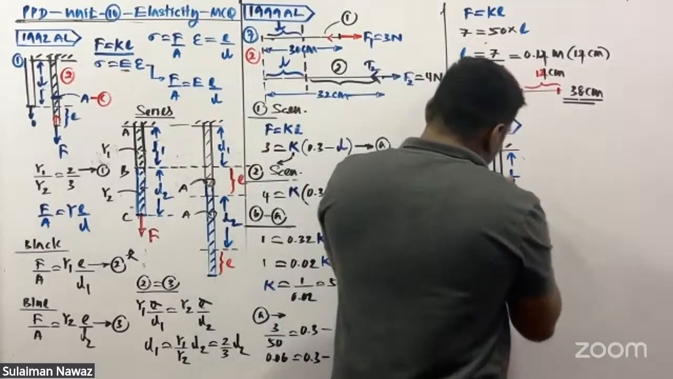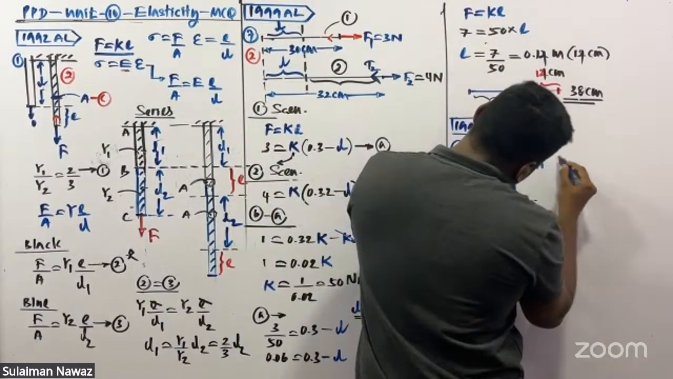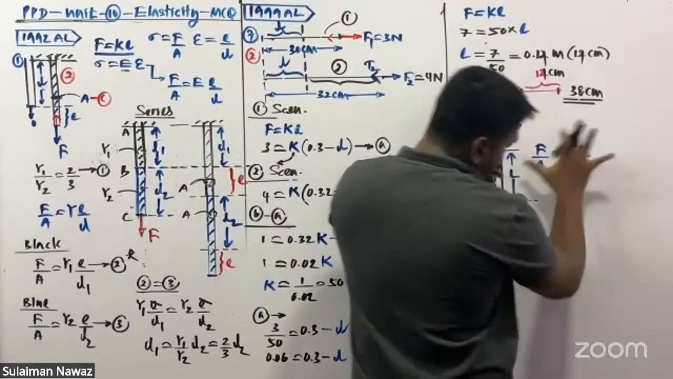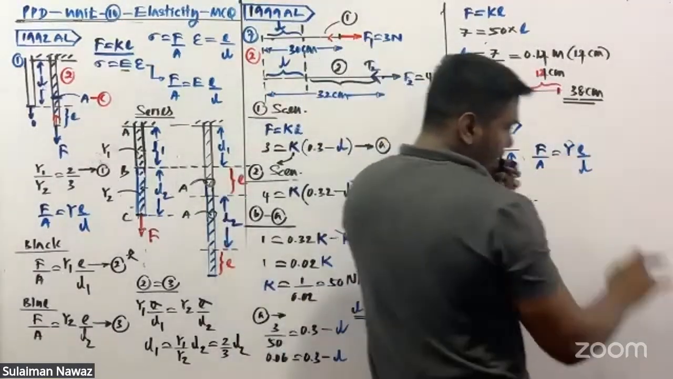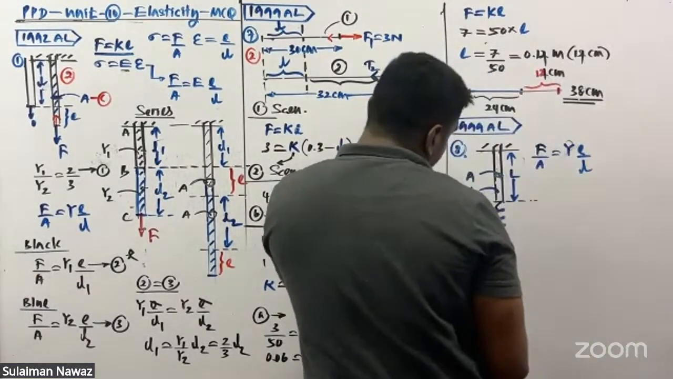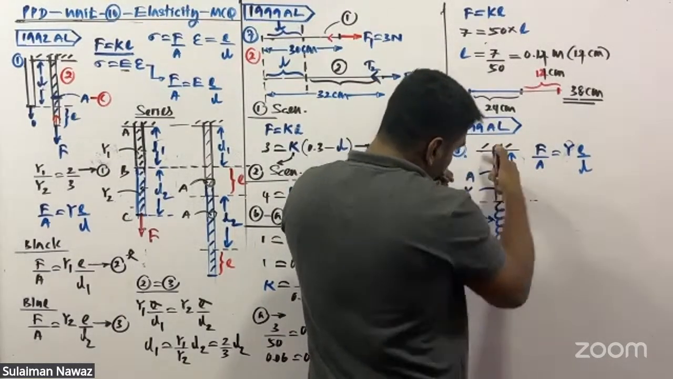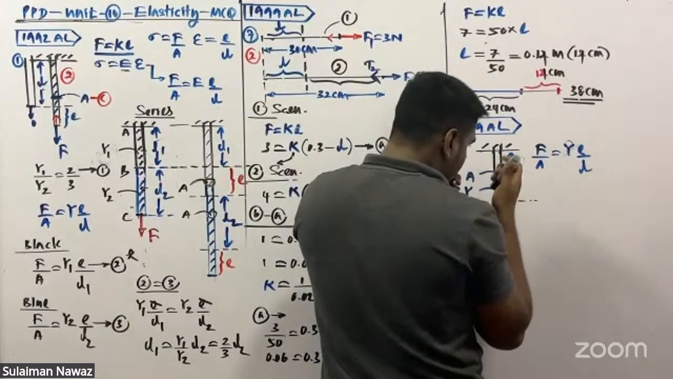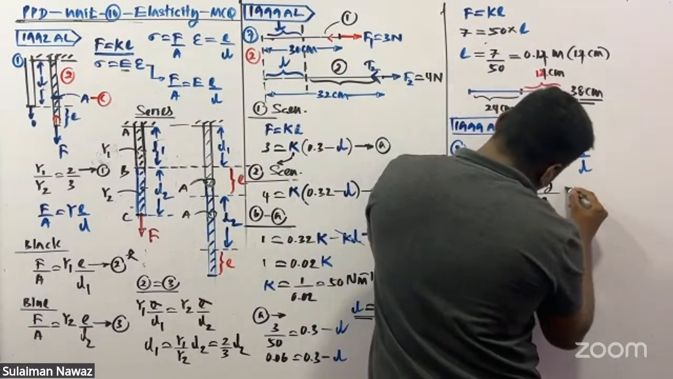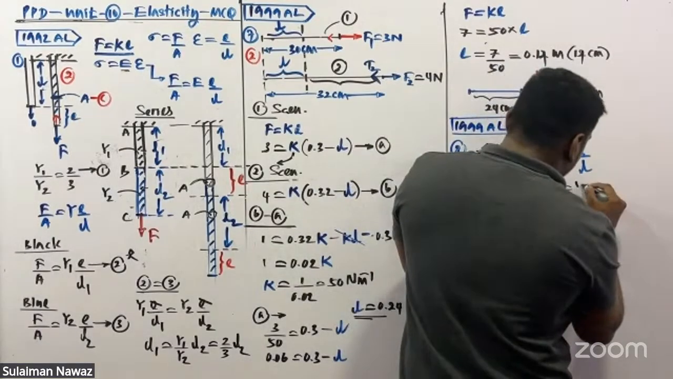We'll try to find it. Then we know the extension, I want to find e. So F over A equals Young's modulus Y times e over L. That is the main equation. The force acting on the wire, the external force acting on the wire, is equal to the weight mg. The cross-sectional area is capital A, Young's modulus is given data, m is given data, g is given data, A is given data.